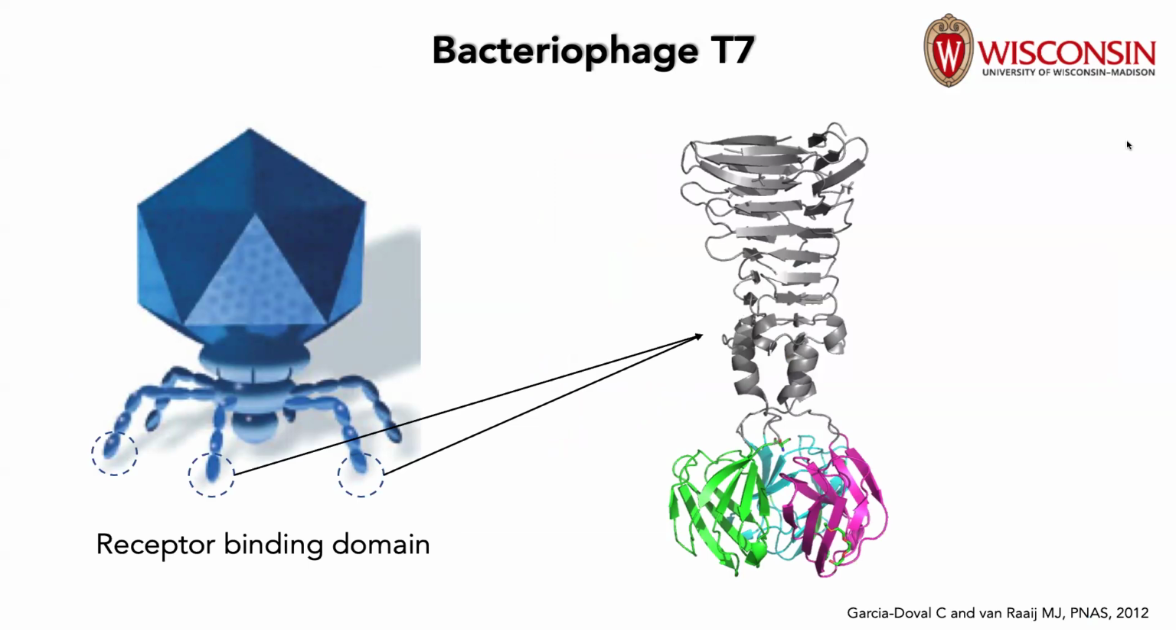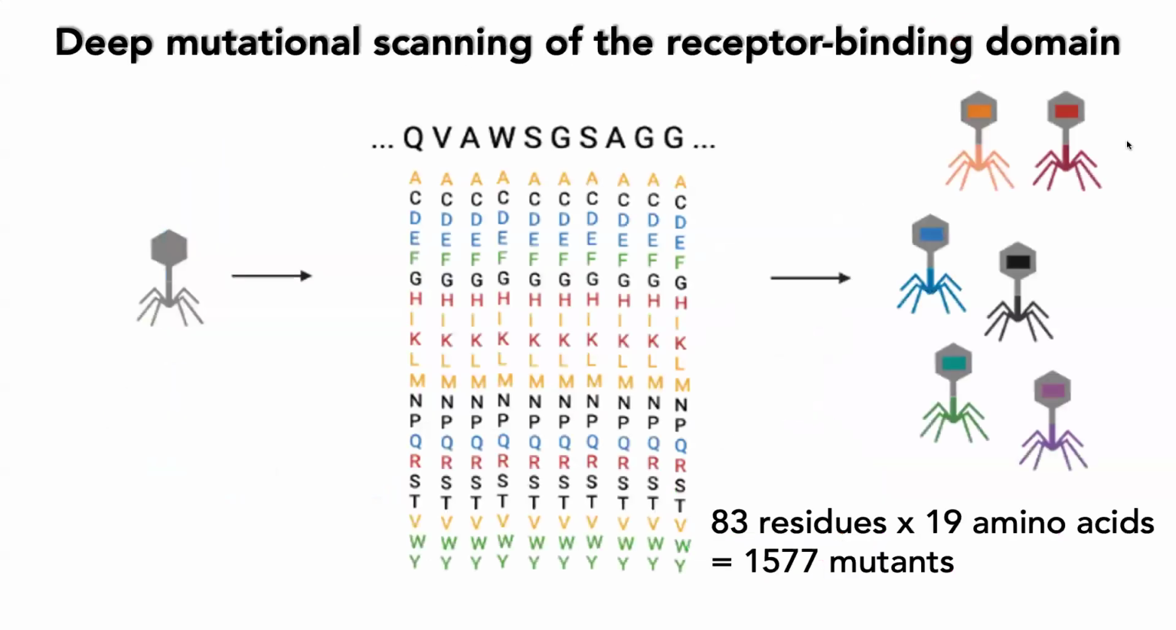And this little domain has a major role in both the ability to absorb on a bacterial receptor and the types of different bacteria that it can bind. And so we said, well, what if we do this sort of mutational experiment where we systematically mutate every amino acid of the receptor binding protein to all remaining 19 non-wild type positions, right? So it's an 83 amino acid protein times 19, about 1,600 different variants. So a relatively small library.